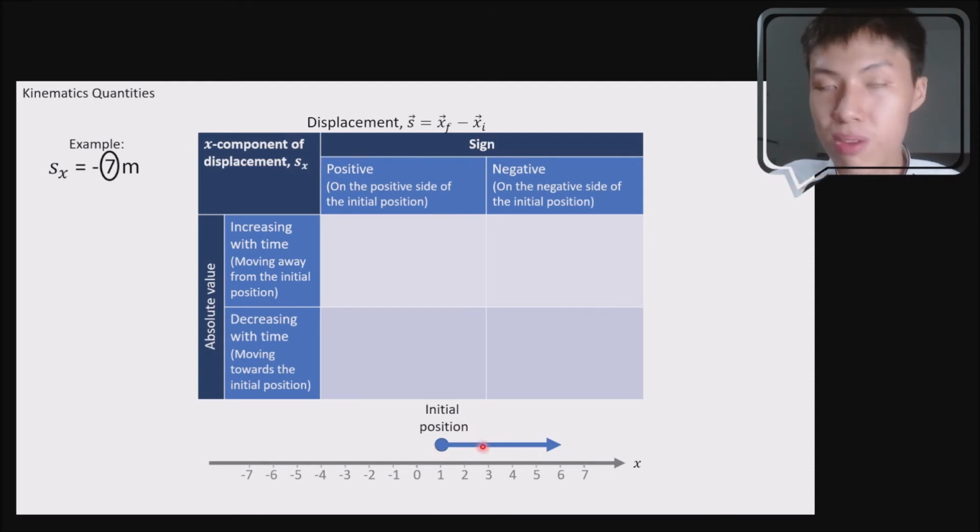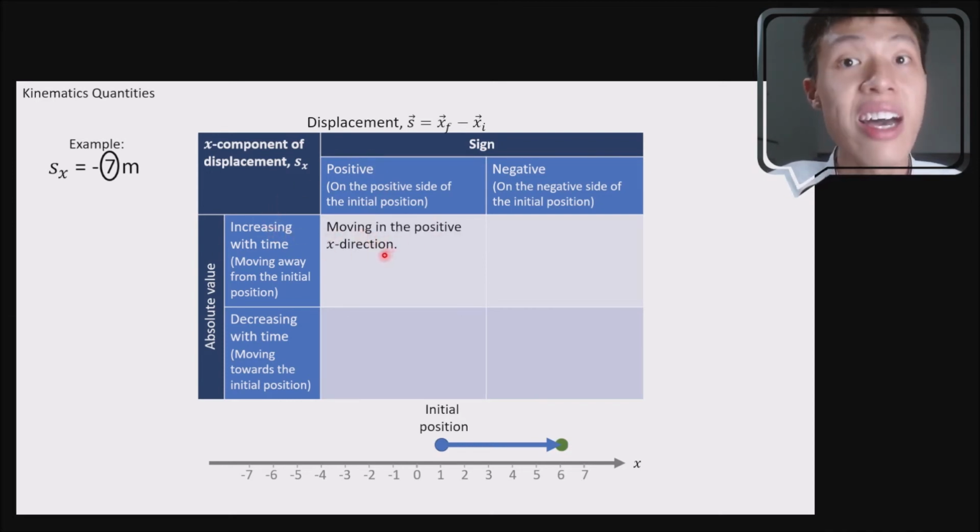Because the final position is at the positive side of the initial position, of course the displacement is to the right, because the final is at the right, so the displacement will be towards the right. Then increasing with time, as you can see, the arrow gets longer and longer. If we trace the arrow tip, you can see that the arrow tip is moving in this direction. So what does it mean? It means our object is actually moving towards the positive x direction. So when the x component of displacement is positive and increasing with time, it means that the object is moving in the positive x direction.